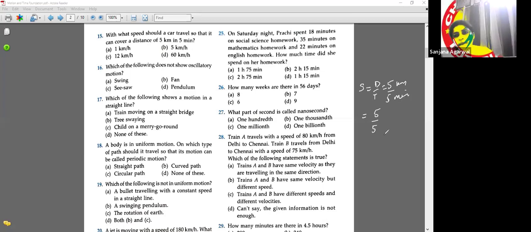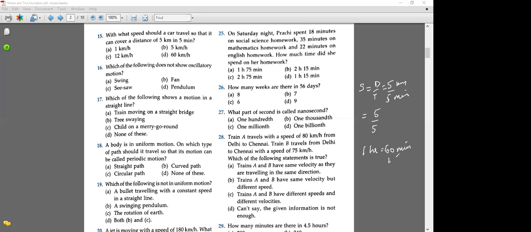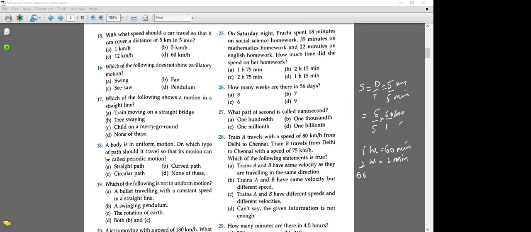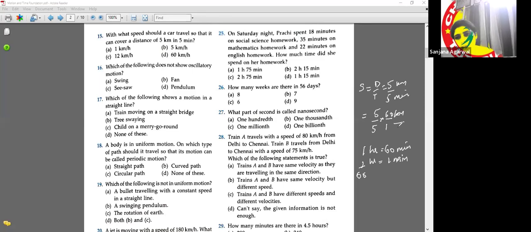What is the relation between a minute and an hour? 1 hour is how many minutes? Ma'am, 60 minutes. So 1 minute will be 1/60 hour. Let's convert 1 minute into hour. That is 1/60. Now is it fine? The transition from this to this, have you understood? Kilometer and 1/60. So the answer is simple, 60 kilometers per hour. Okay, yes, ma'am.